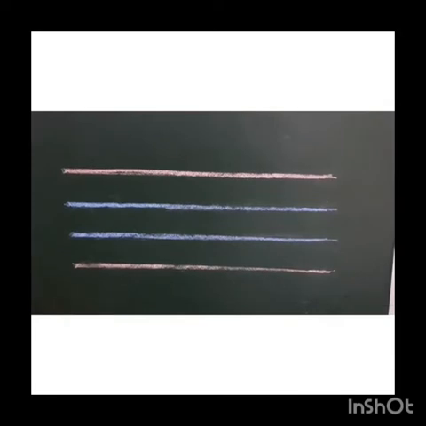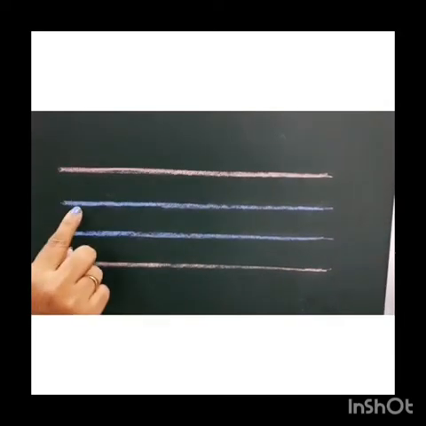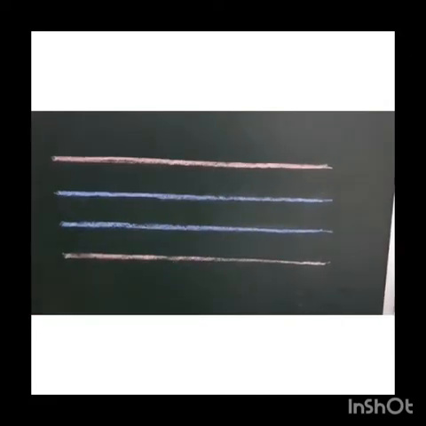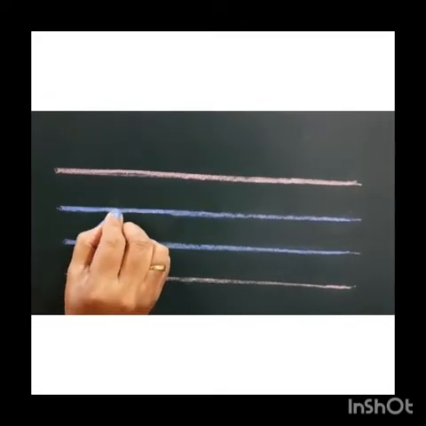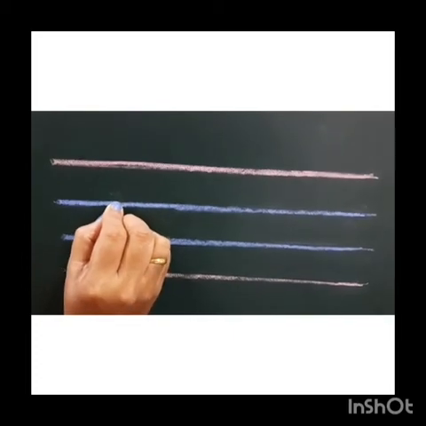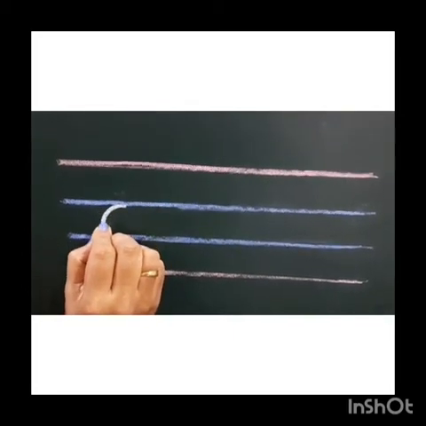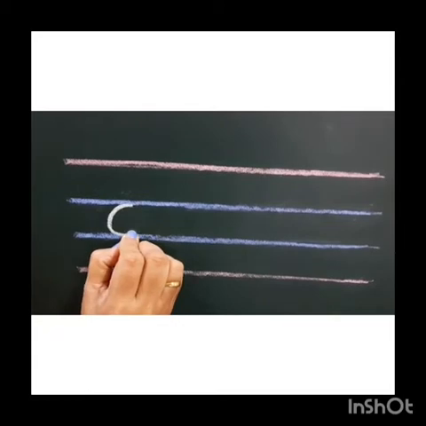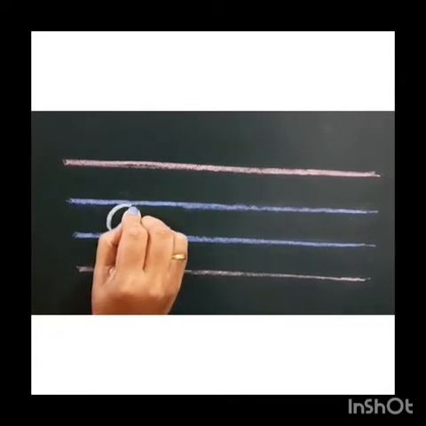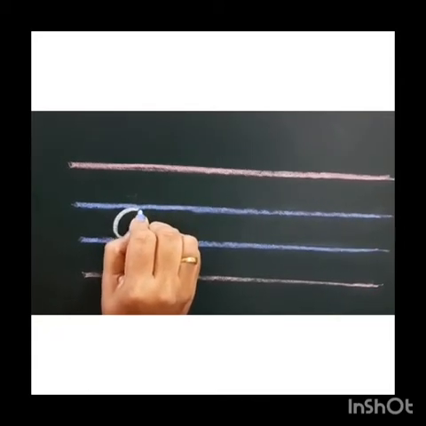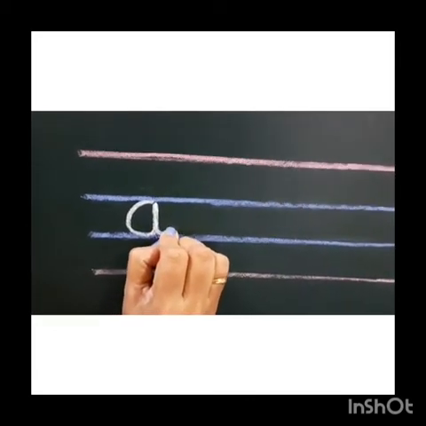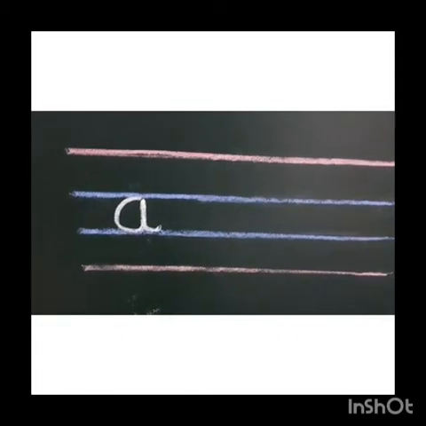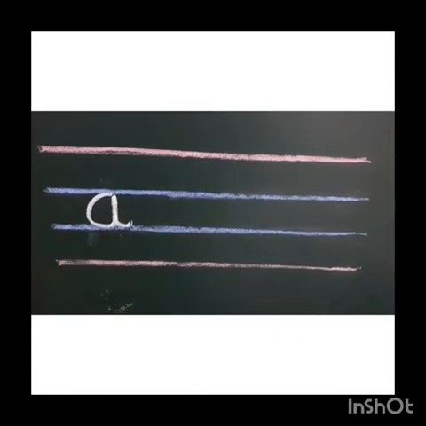Now let's see how to write script letter A on red and blue lines. Now children, we will start from the first blue line to the second blue line. C curve, go up, come down on the same line, standing line, and make a small loop. Script letter A. One more time.